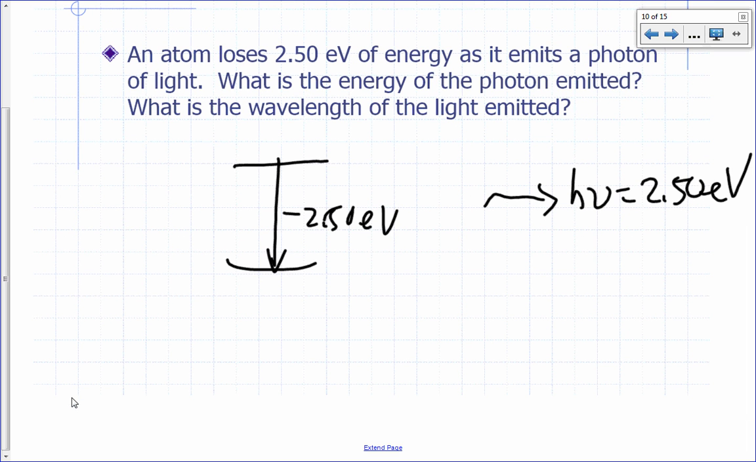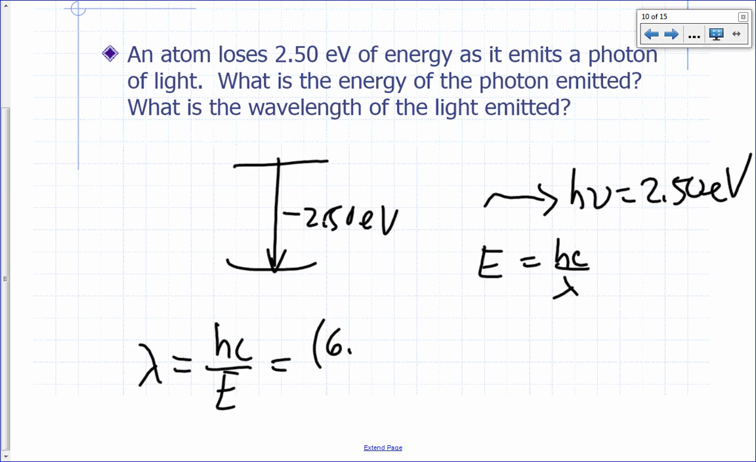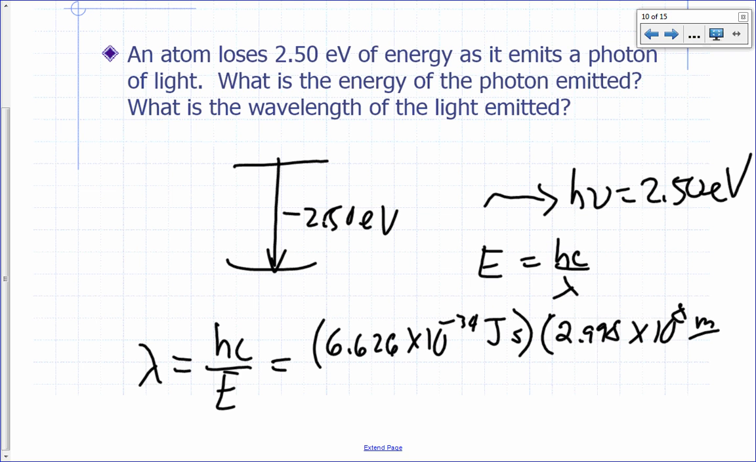Now, what's the wavelength of the light? How do you calculate lambda? The energy of the photon is hc over lambda. So how do I solve for lambda? Lambda equals hc over E photon, right? So what's h? 6.626 times 10 to the negative 34 joule seconds. c is 2.998 times 10 to the 8th meters per second. What's the energy?